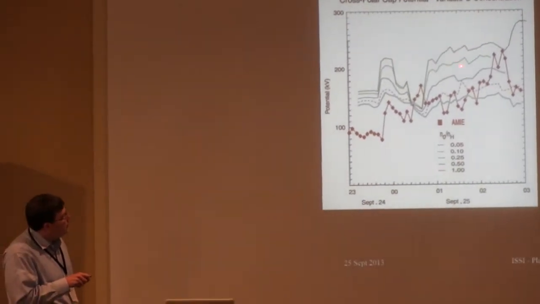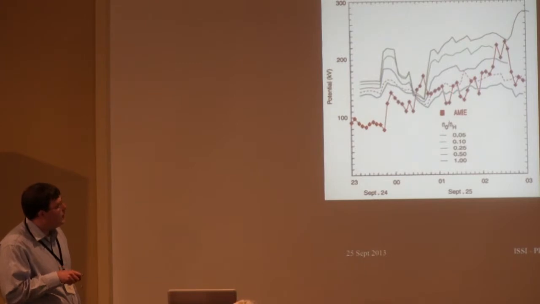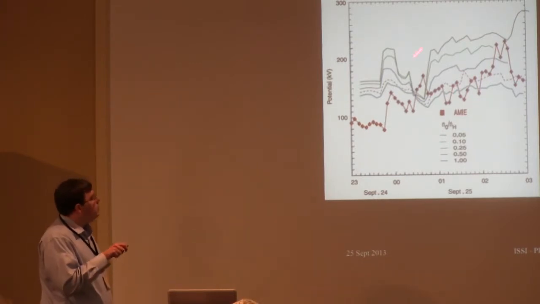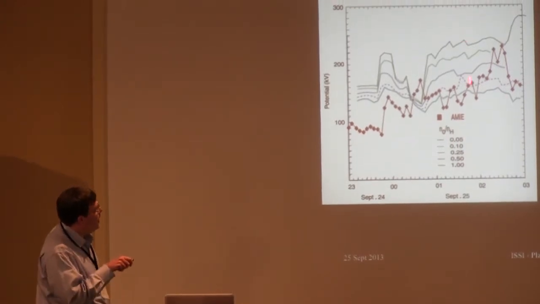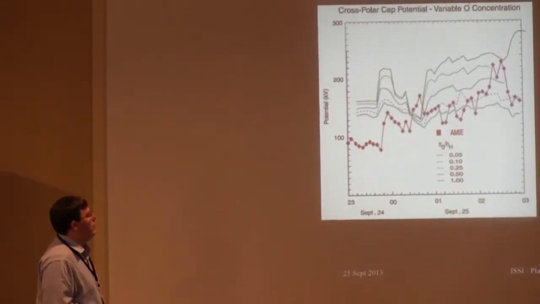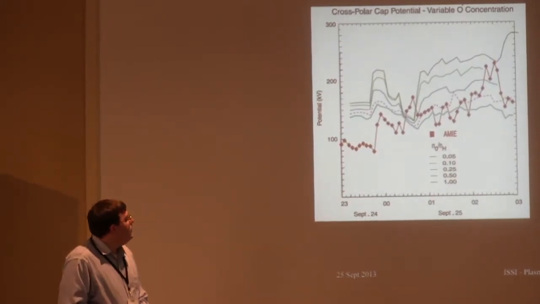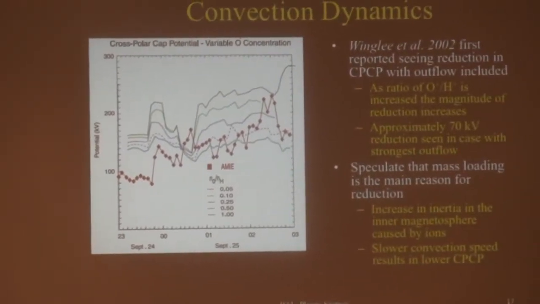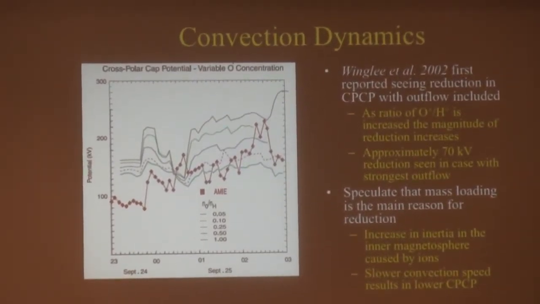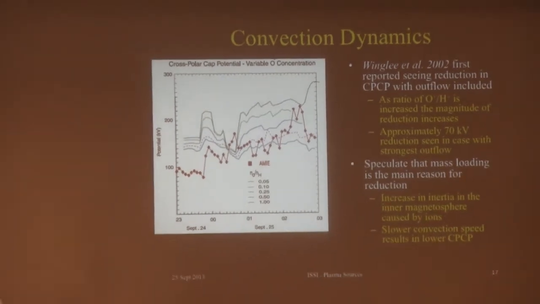And the different curves here represent increasing O+ ratio. And as you increase the O+ in that inner boundary, you decrease the cross-polar cap potential, and for this particular event simulated, you actually bring that model down into closer agreement with the AMIE assimilative results. So the different groups have all reported a reduction in the cross-polar cap potential, but there's still a debate as to why this is going on. I mentioned changes in the shape of the magnetopause, but that's not agreed to be the entire story.